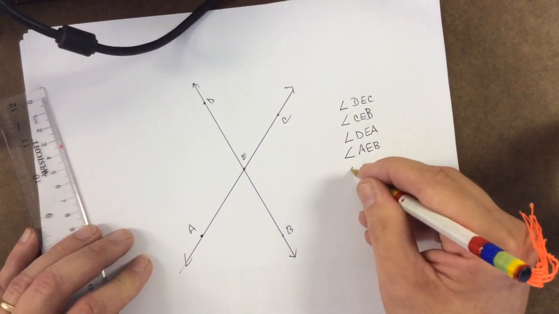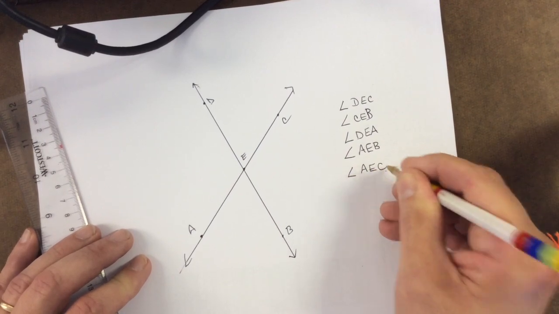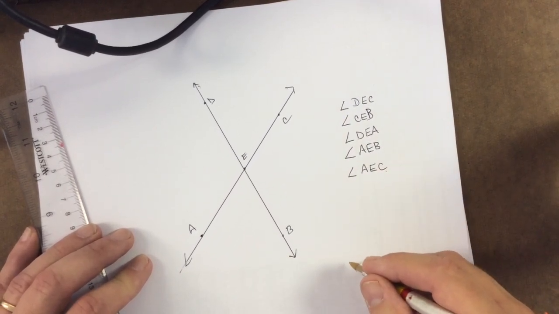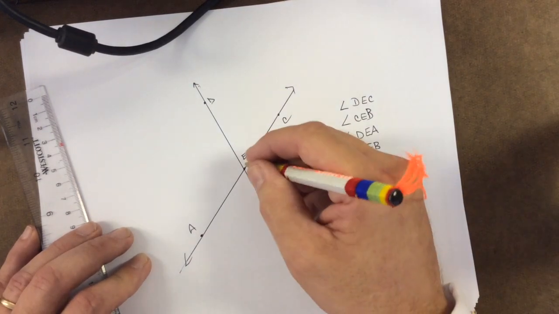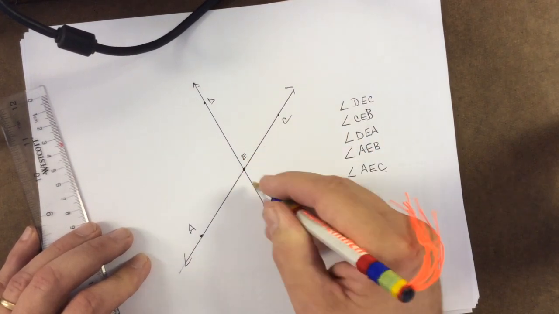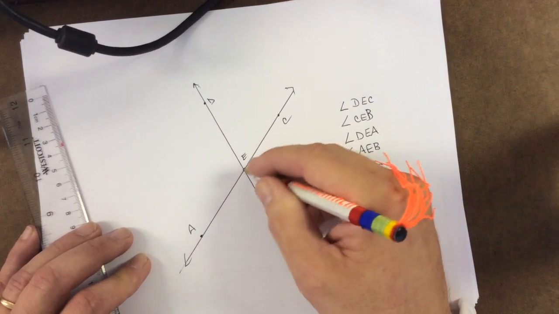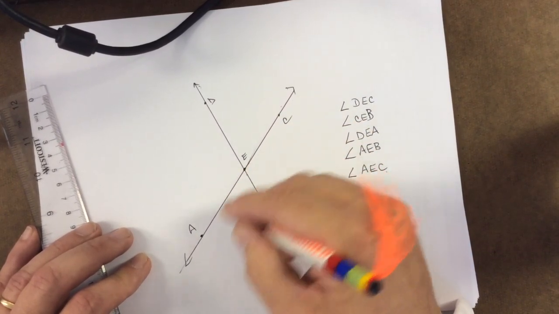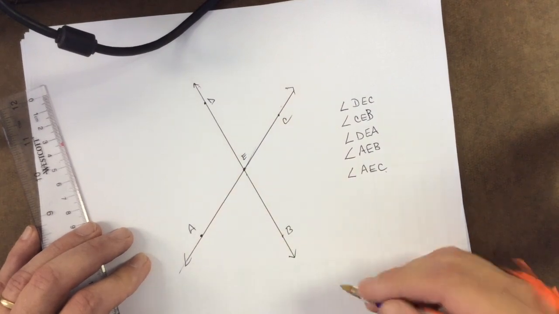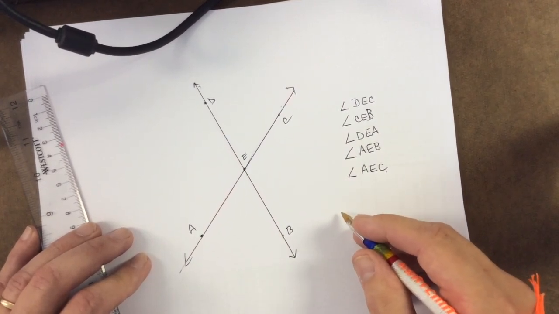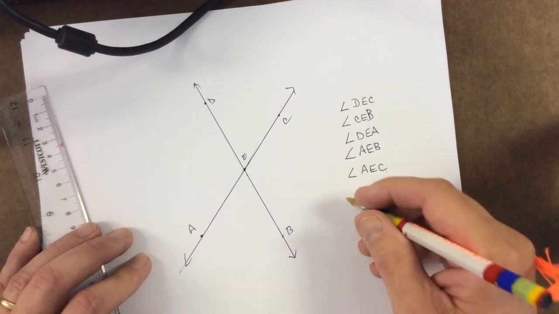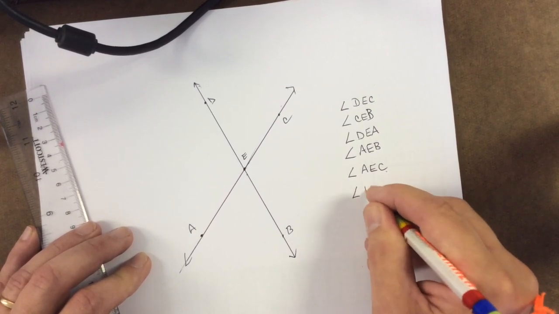AEC. Is that an angle? Right. Remember, what's the definition of an angle? An angle is formed when? Right, 2 rays have the same end point. Well, these are opposite rays, 2 rays that share an end point and create a line, but they also meet the definition of an angle. Yeah. DEB.